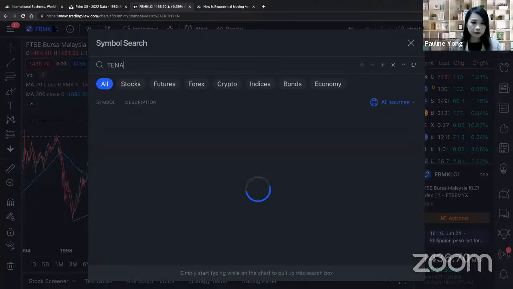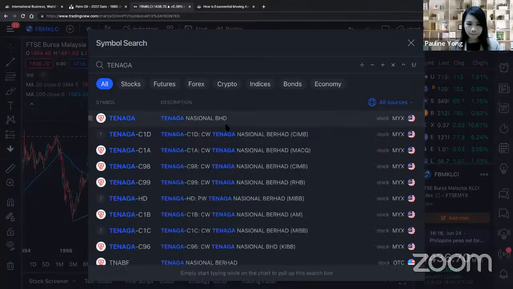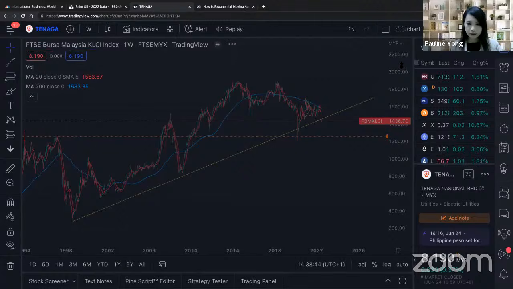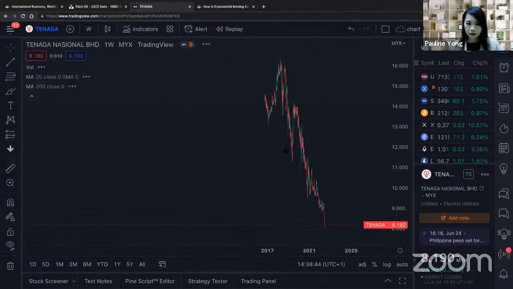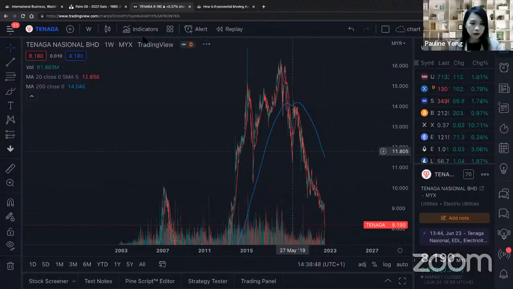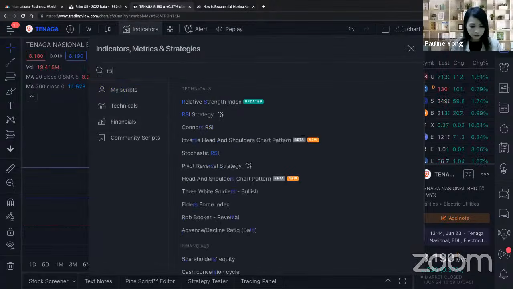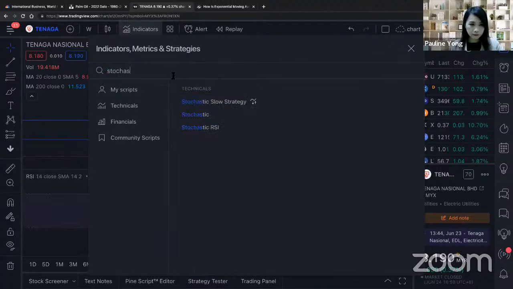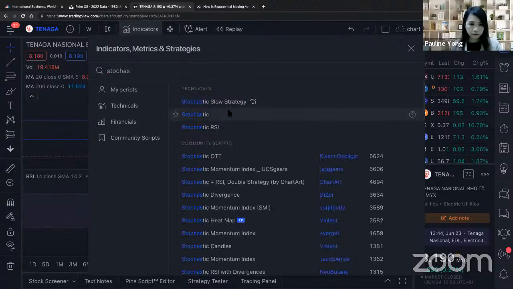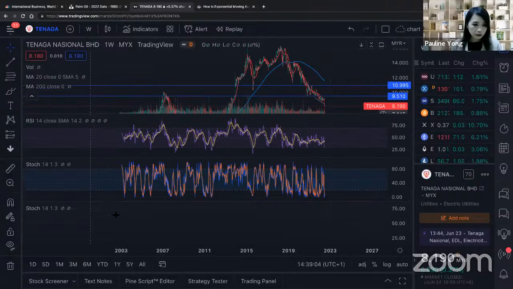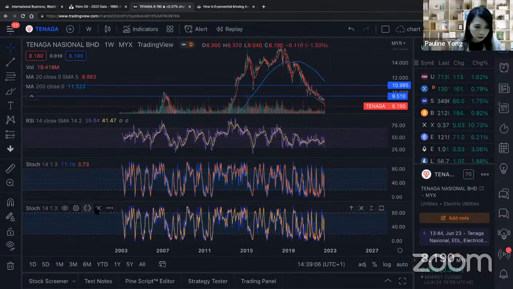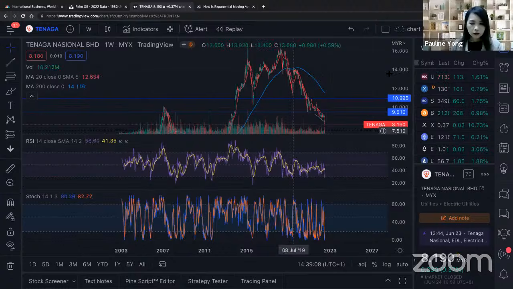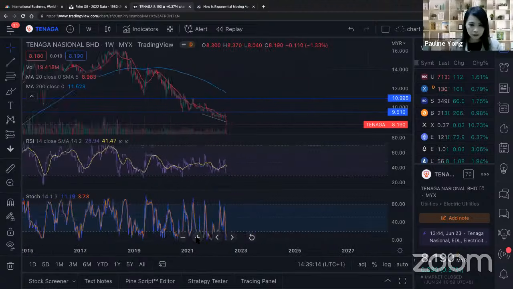just now Tenaga, okay, we look at Tenaga. So Tenaga is in a downtrend, this part here. And then let's say we use the RSI, and then we call out another one, stochastic. Oh, okay, cross out one. So I'm looking at RSI and stochastic. Let me zoom in a little bit.